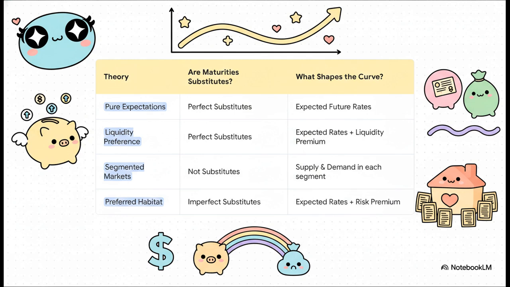Then we added a dose of reality with the liquidity premium. Then we swung to the complete opposite extreme with segmented markets, no substitutes at all. And finally, we landed on the preferred habitat theory, that realistic middle ground where bonds are imperfect substitutes and the curve is shaped by, well, a bit of everything.